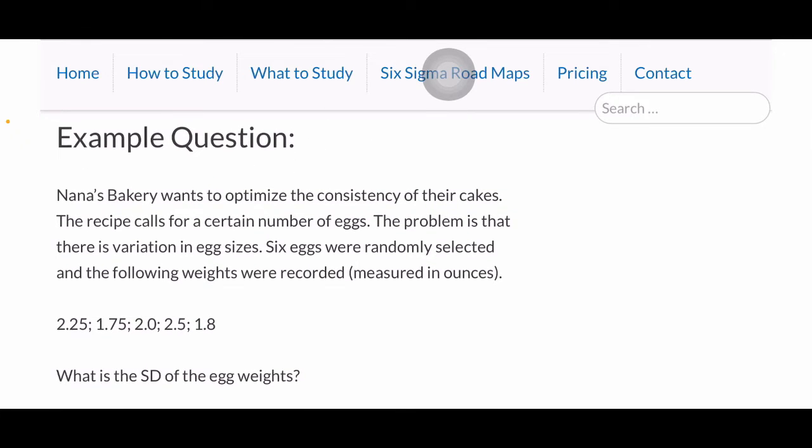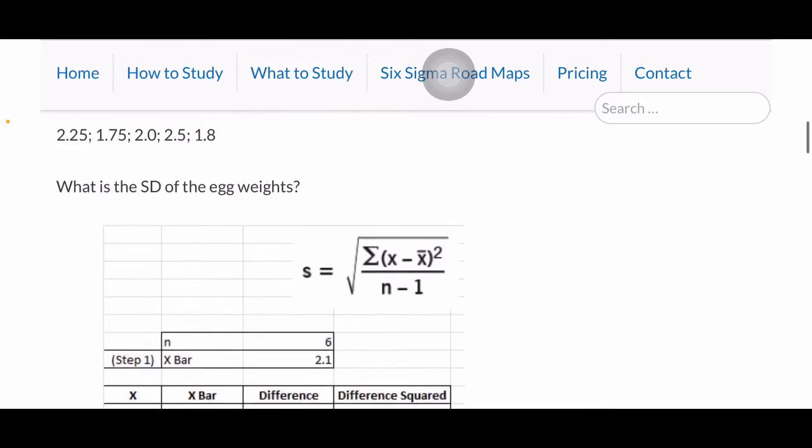Here we go, finally. That's an example. Nana's Bakery wants to optimize the consistency of their cakes. The recipe calls for a certain number of eggs. The problem is that there is a variation in egg sizes. 6 eggs were randomly selected, and the following weights were recorded, measured in ounces: 2 1/4, 1 3/4, 2, 2 1/2, 1.8. What is the standard deviation of the egg weights?